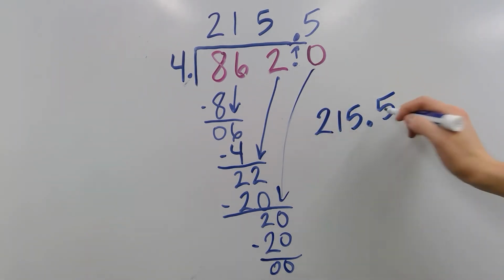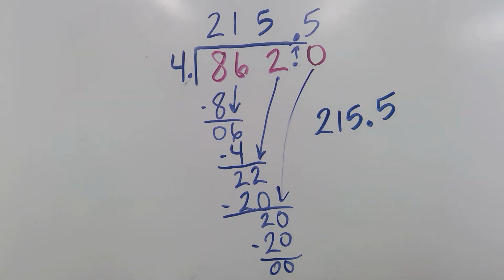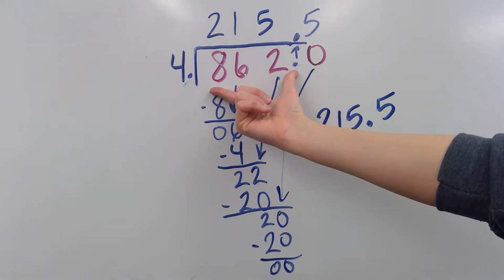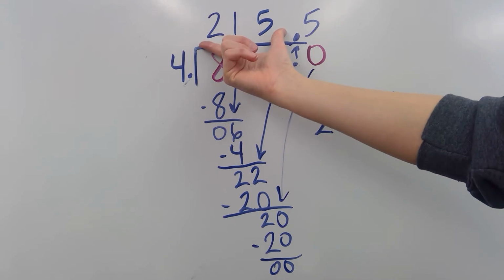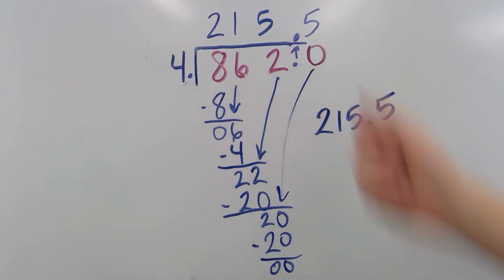215 and 5/10. So again, remember your quick check. 3 numbers before the decimal, 3 numbers before. 1 number after, 1 number after. It's a really easy way to check to see if you've got your decimal in the correct place.